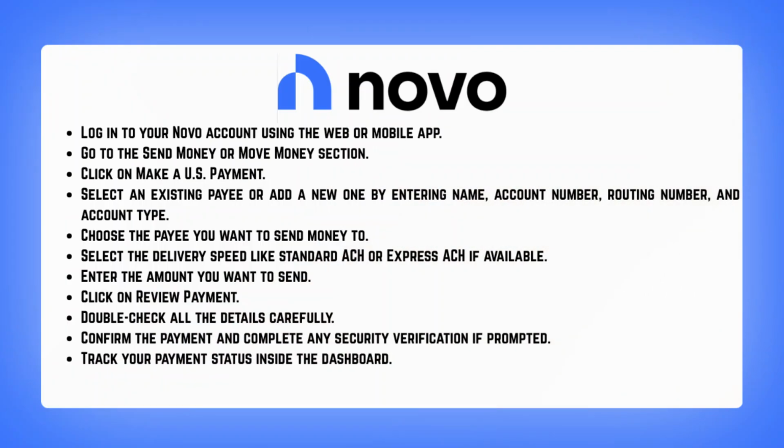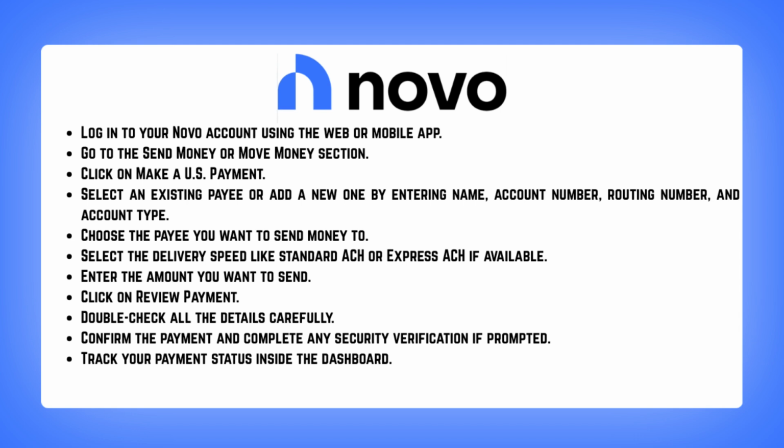So let's get started. If you want to pay vendors, contractors, or transfer money to another bank, Novo makes it pretty simple with ACH payments and other options. The most common way is using an ACH transfer, which is usually free and takes about 1 to 3 business days to complete. First, log into your Novo account using the web app or mobile app.